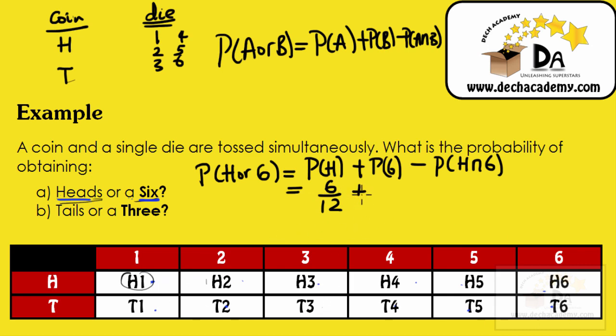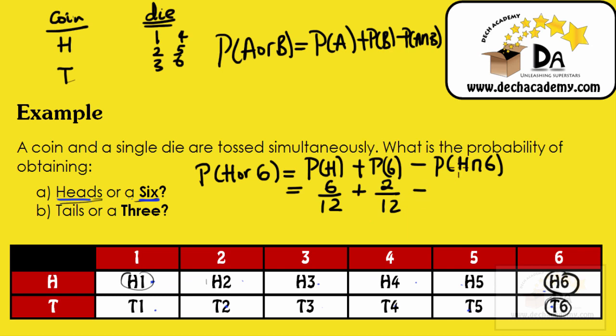What's the probability of getting a 6? How many ways can you get a 6? Well, there are 2 ways you can get a 6. You can get a 6 for the die and you get heads for the coin flip, or you can get a 6 for the die and a tails for the coin flip. So there are only 2 ways of getting a 6 out of 12 possible outcomes.